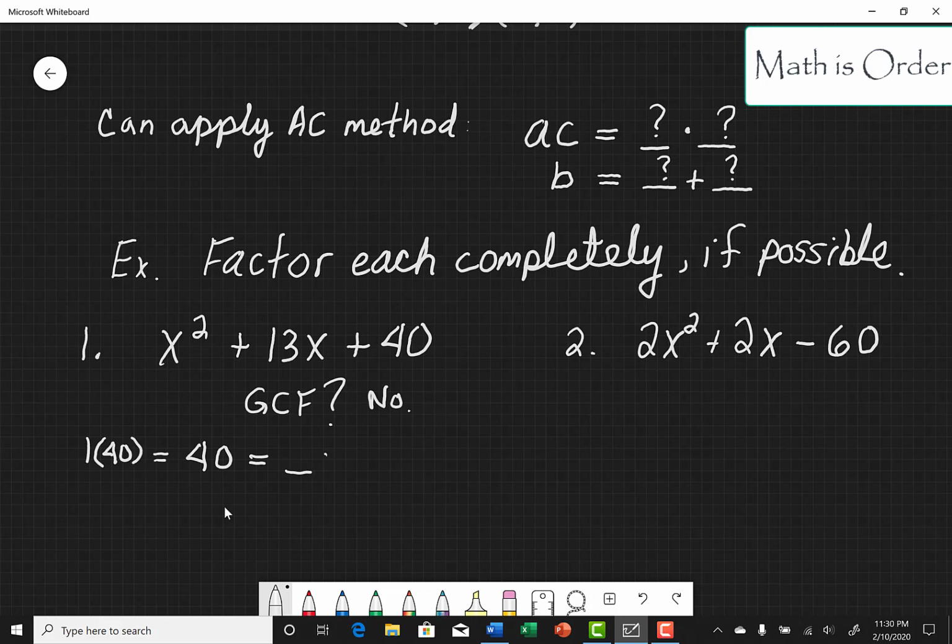are there any two numbers that multiply to give 40 and then add up to give the middle coefficient, which is 13? Are there any two numbers that multiply to give 40 and add up to give 13? Now, you can try 10 times 4 does give 40, but 10 plus 4 does not add up to 13. So we see that 10 and 4 will not work. And we just have to keep trying until we can find out if there are two numbers that will work.